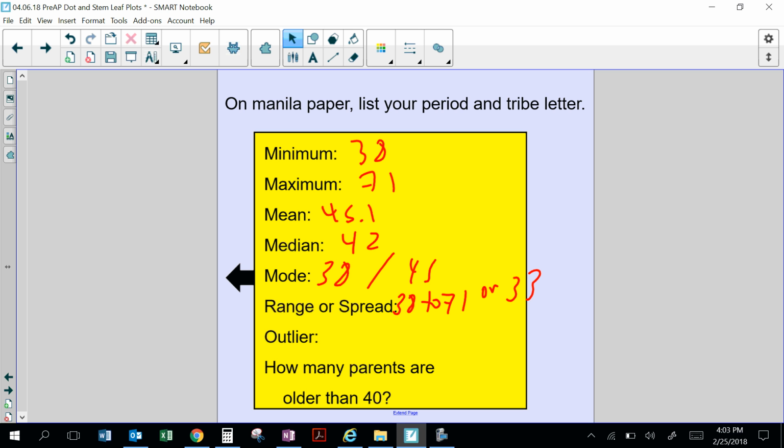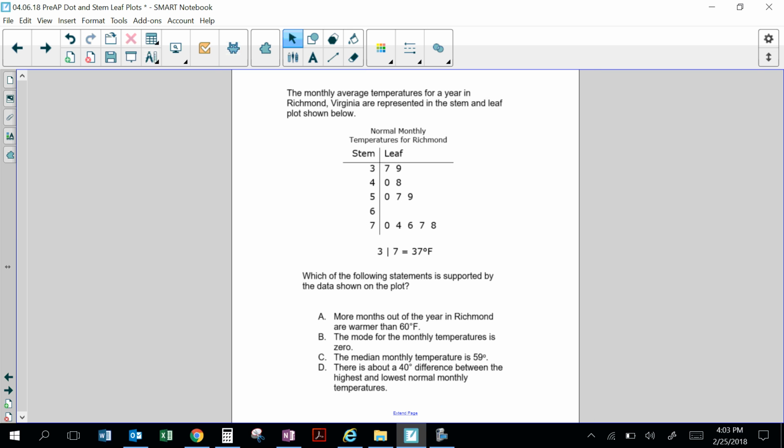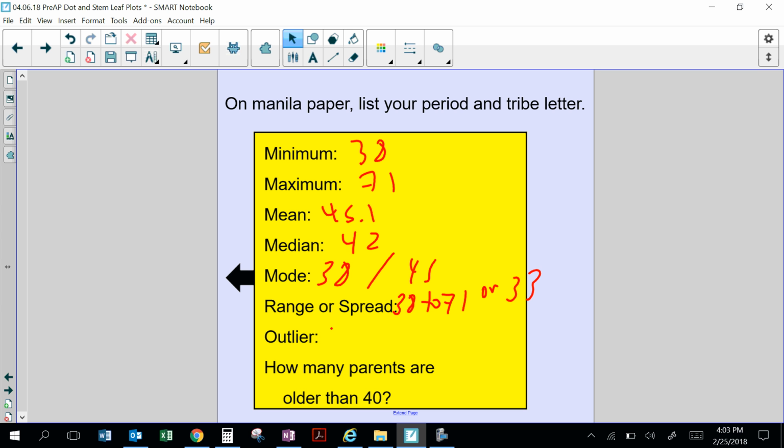Is there an outlier? An outlier is an age or a number that lies way outside the group. In many years from now, you will actually learn that it's like 1.5 times the interquartile range, a very specific meaning. But in a sixth grade sense, we just say, is there an age that's kind of outside the norm? Most people are in the 30s, 40s, and 50s. So 71 is an older parent, so that's why it's an outlier.